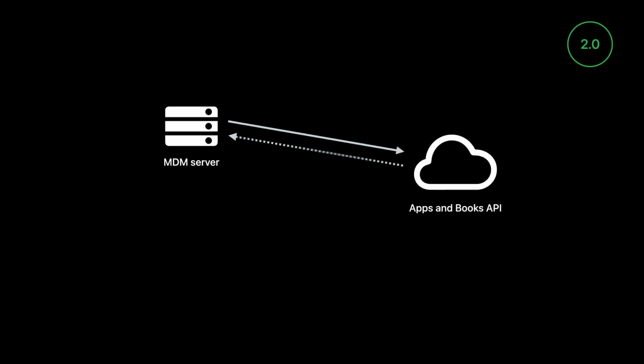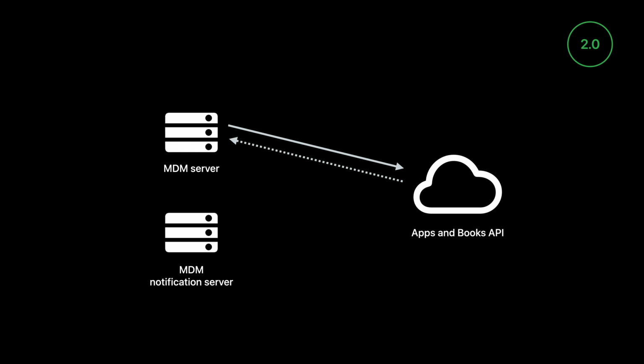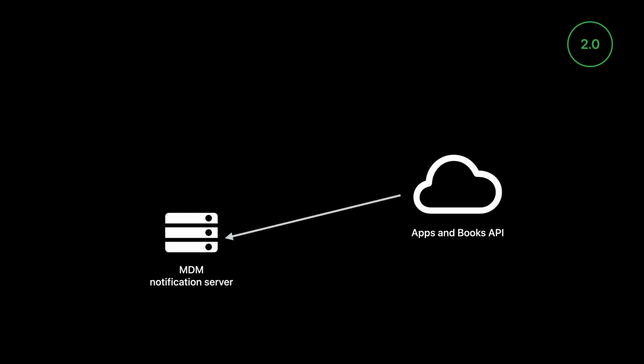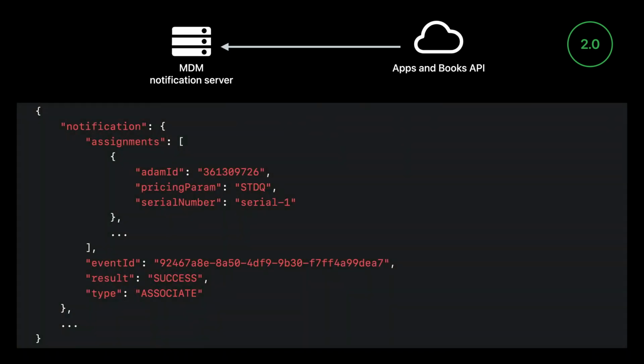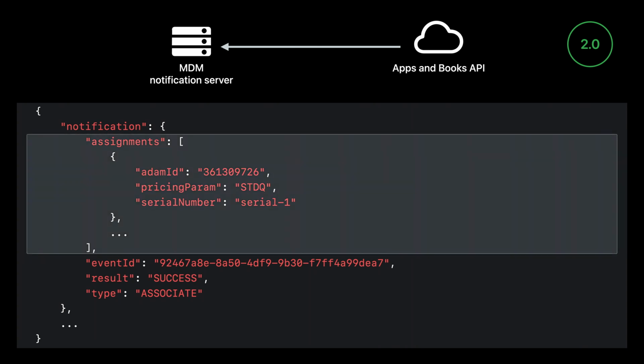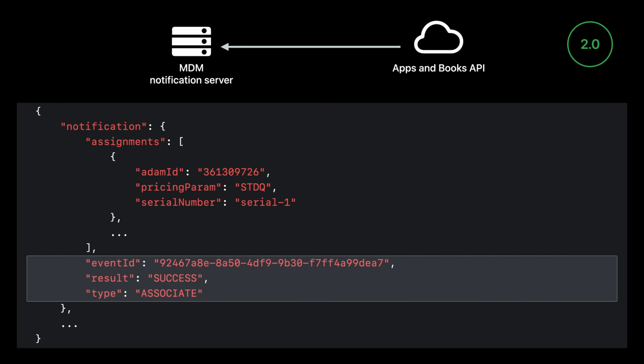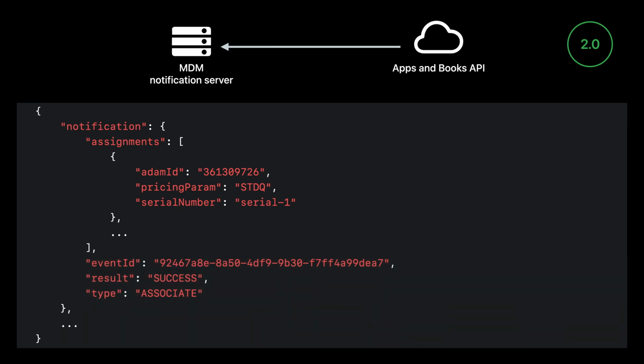As the assignment's complete, assuming you are subscribed, Apple will post notifications to you. In each of these notifications, we have a subset of the requested assignments listed in our notification payload, the metadata regarding the assignments, indicating whether it was a success or a failure, the type, and the corresponding event ID. You should wait for these successful assignment notifications to then proceed with sending install commands to the devices listed.